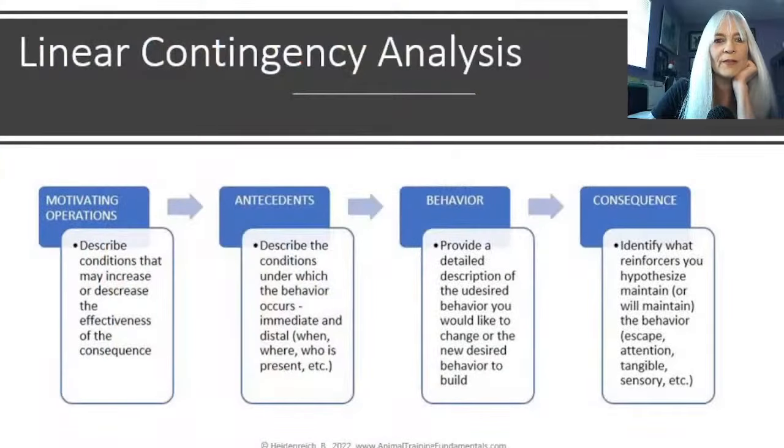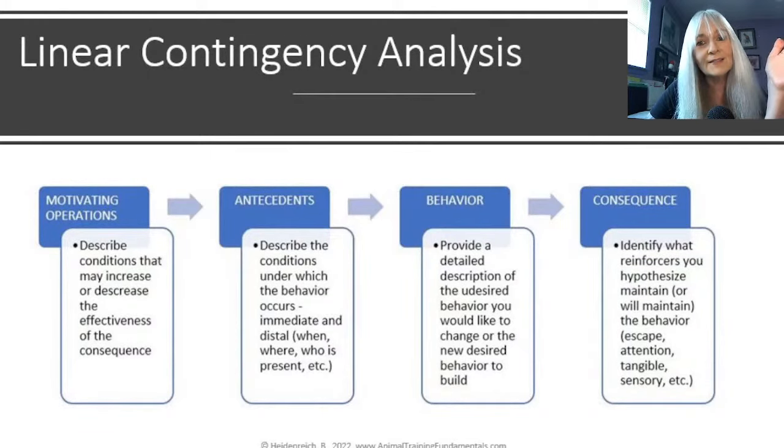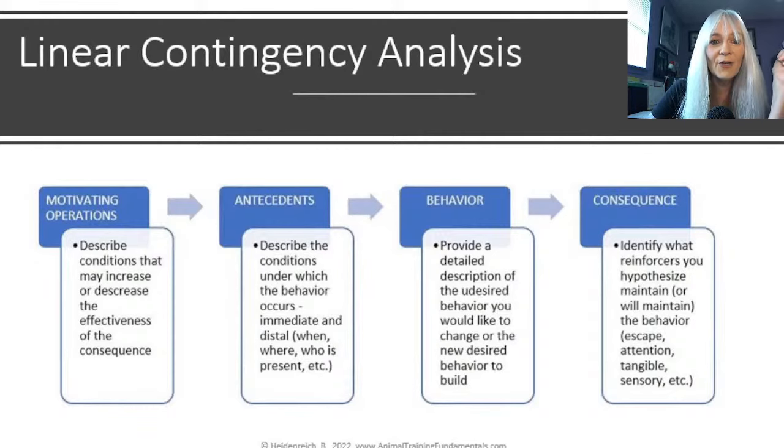You may remember the linear contingency analysis is our ABCs, the three-term contingency: the antecedents, the behavior, and the consequences. What are the conditions under which the behavior occurs? A detailed description of the behavior, and what are the consequences that maintain that behavior. And if you're looking at the four-term contingency, you're also looking at the motivating operations. What are the conditions that may increase the effectiveness of the consequence?